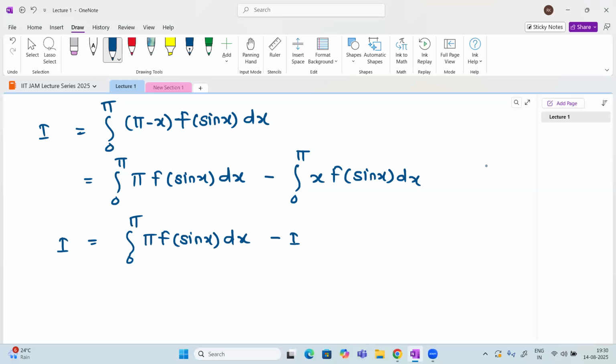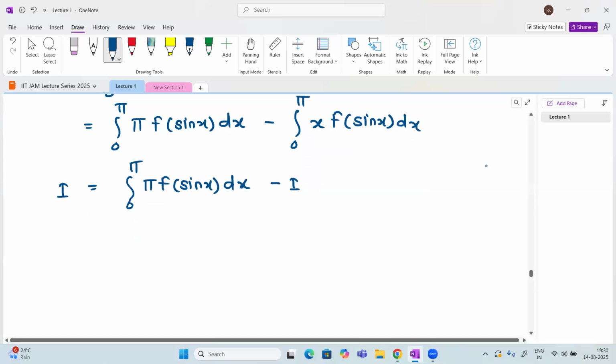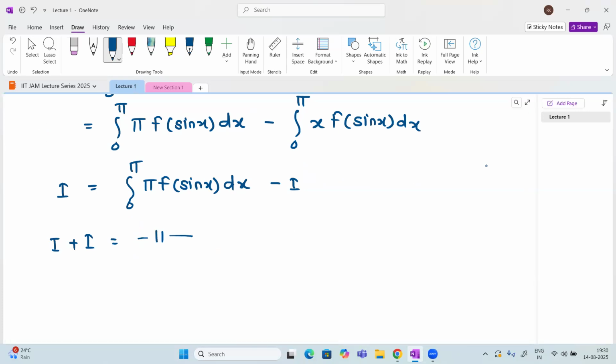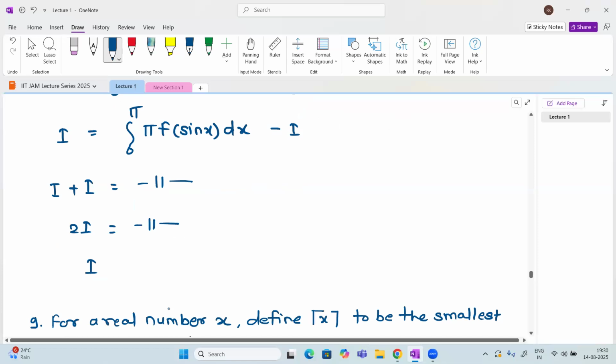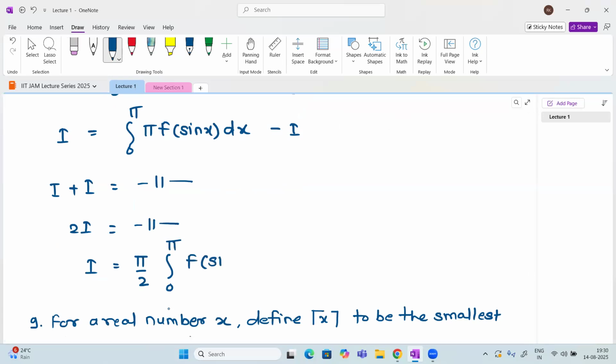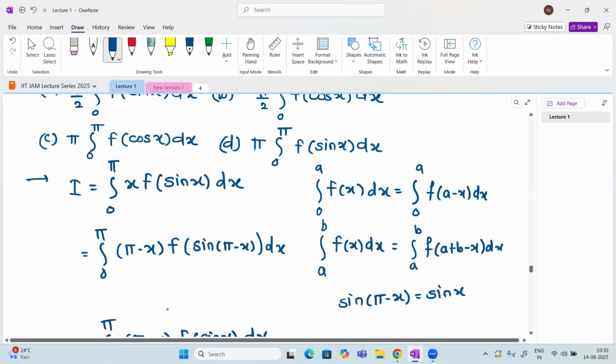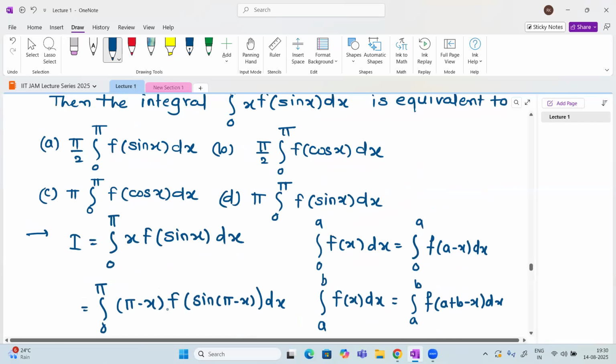The next step, we just need to shift this I. 2I is equal to the integral from 0 to pi of pi into f of sine x dx. Exactly. I'm shifting I, I plus I, 2I is equal to the same. So therefore I is equal to, is it pi by 2? Yes, sir. The integral from 0 to pi of f of sine x dx. So let us find the correct option. Pi by 2 f of sine x. Yeah, the first one, right? Yes, sir.